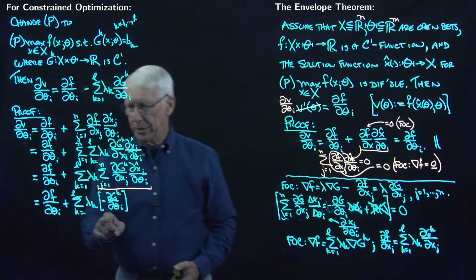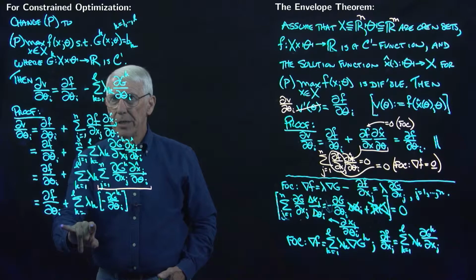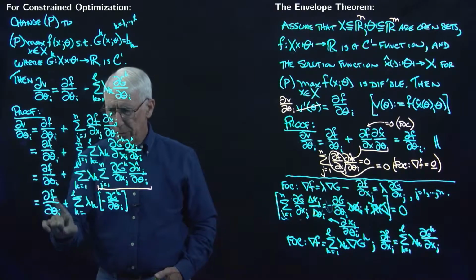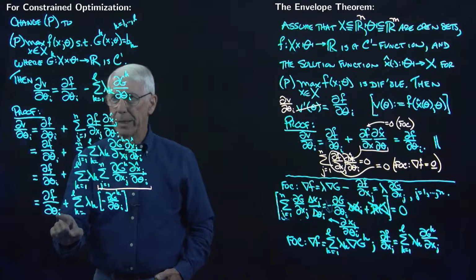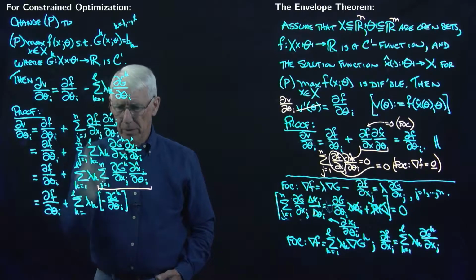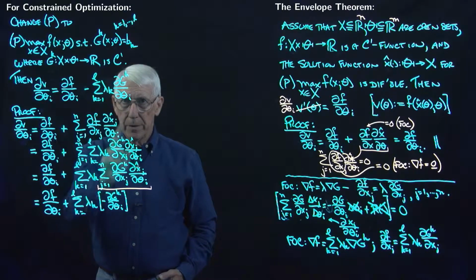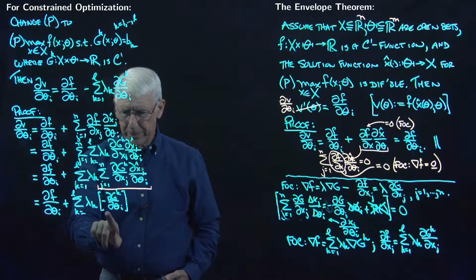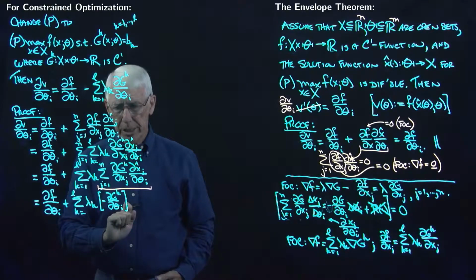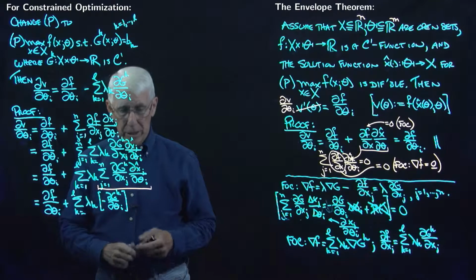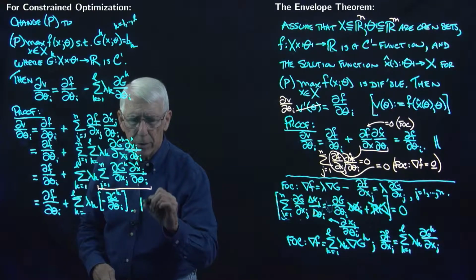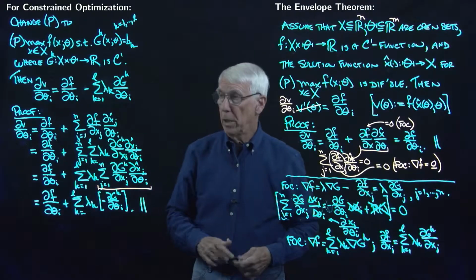And so again, now you can see that this is the same as what we have up here because we have the partial of f with respect to theta. We have sum of the lambdas times the partials of g's. Here I've got the minus in here. Here the minus is here. So we've got what we said we were going to get, and we've completed the proof.